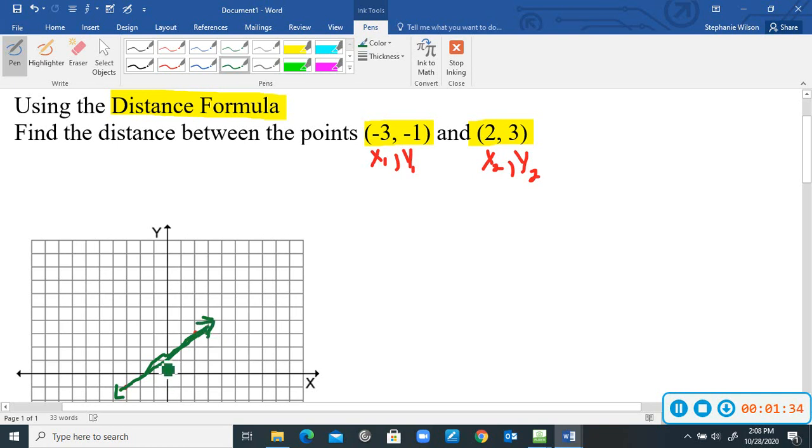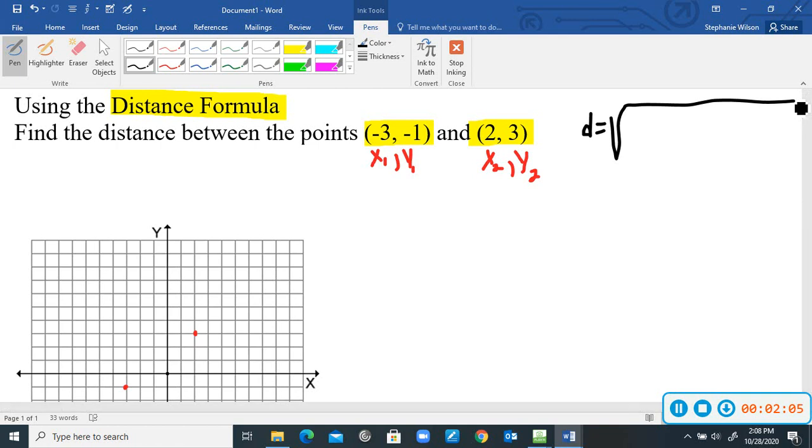But anyways, there is my line passing through these two points, but I don't know how much distance there is between these two points. So we're going to use the distance formula. What is the distance formula? It is little d, and it's equal to the square root of the x values, the change in x values.